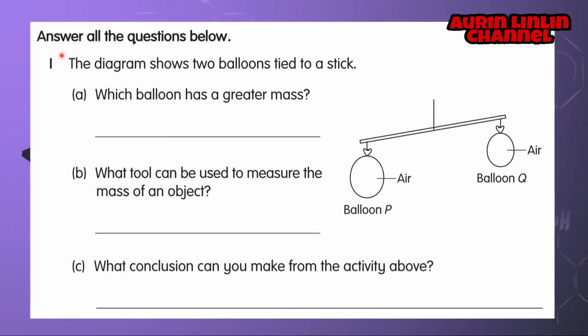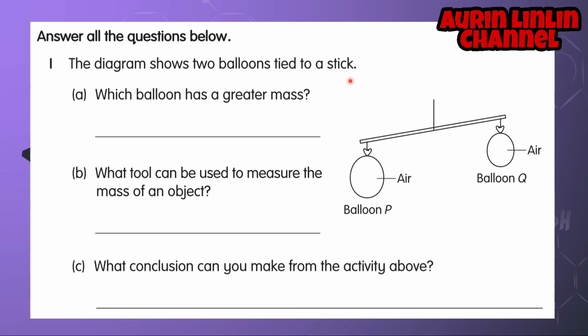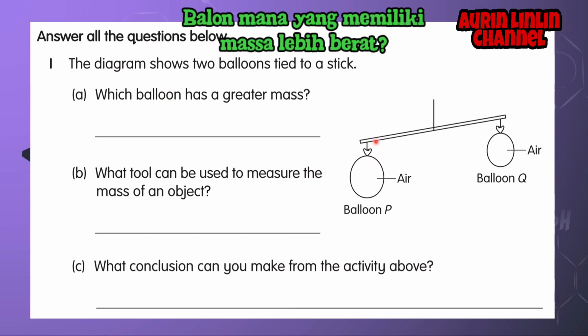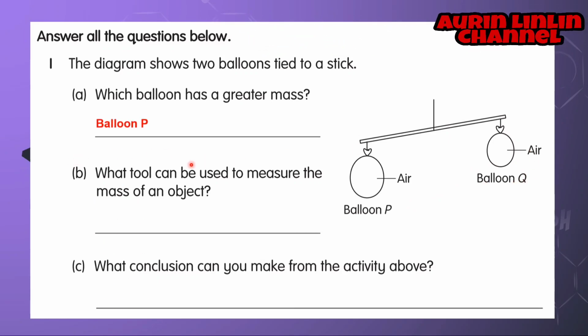Next part, answer all the questions below. Question 1. The diagram shows two balloons tied to a stick. Question A. Which balloon has a greater mass? Balloon P or balloon Q? And the answer is balloon P.